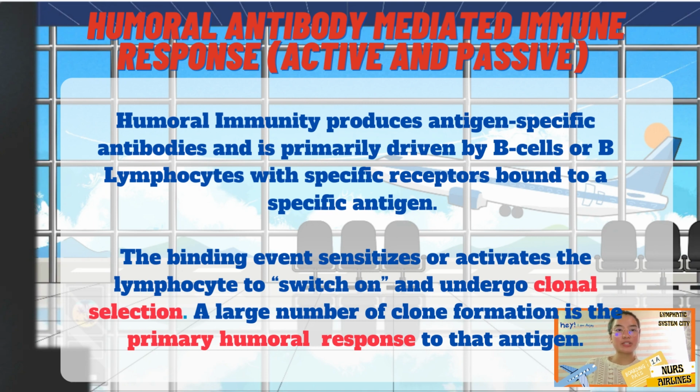Clonal selection is the process where lymphocytes begin to grow and multiply rapidly to form an army of cells exactly like itself and bearing the same antigen-specific receptor. To continue, a large number of clone formation is the primary humoral response to that antigen. Humoral antibody-mediated immunity has two different immune responses, which are the primary and secondary immune response.